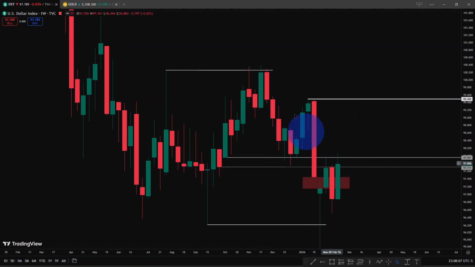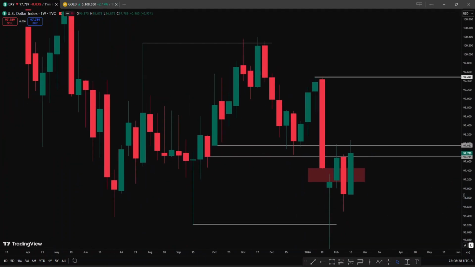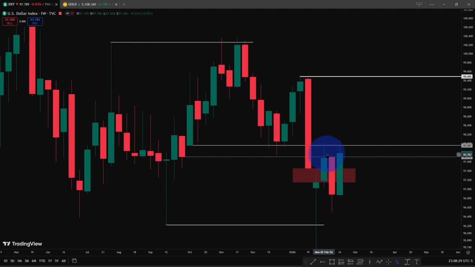I was talking about how this is the head, and this is the left shoulder, and this is the right shoulder, right? And that's why here, courtesy of the run on liquidity at sell side here, and this heavy rejection and a reaccumulation to discount. Now, mind you, we have a bullish order block here.